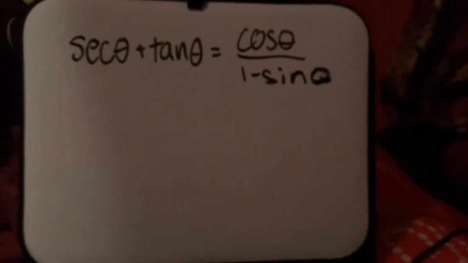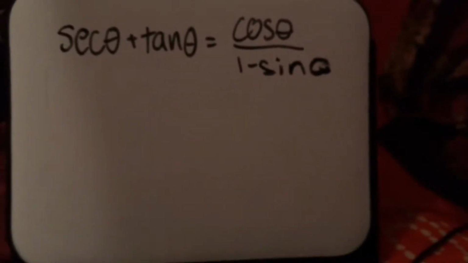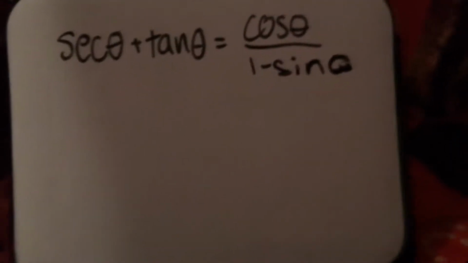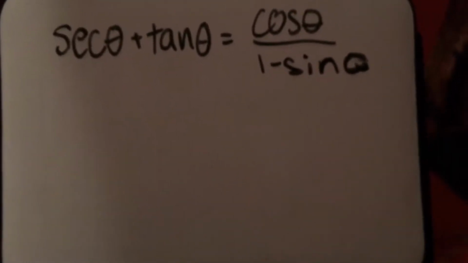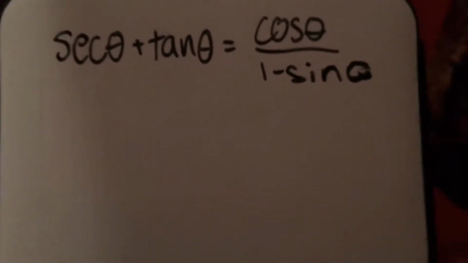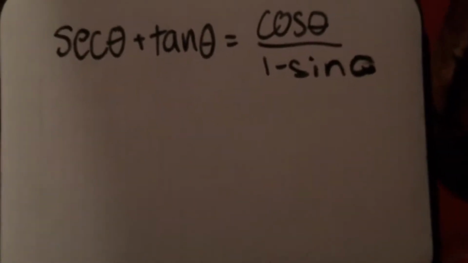In this problem we can see that there's secant theta plus tangent theta equals cosine theta over 1 minus sine theta. To be able to solve these problems, first you have to see how to approach it and figure out how to prove that it is the answer. As we can see, the final answer that we have to prove is in cosine and sine, meaning that we have to change secant and tangent into cosine and sine.